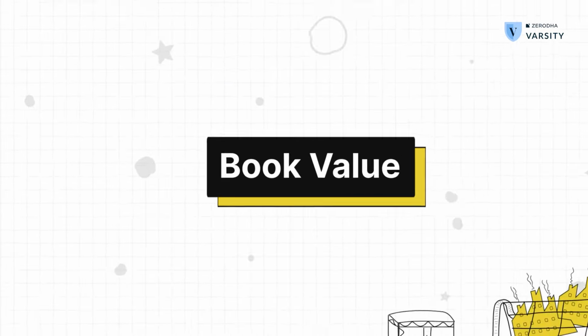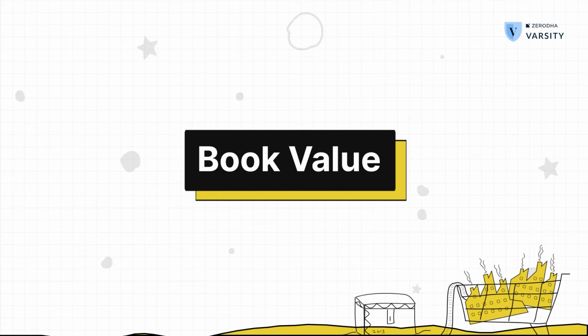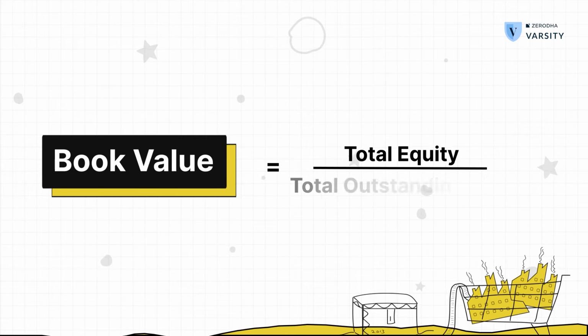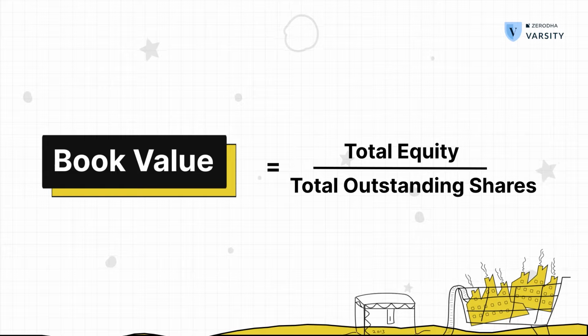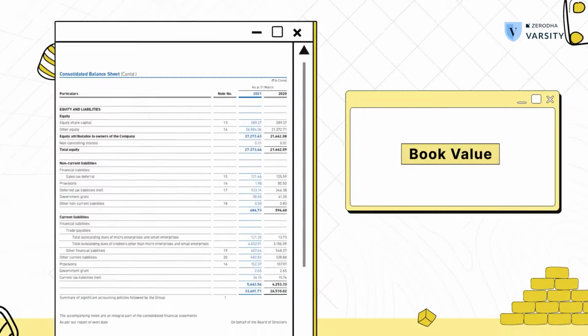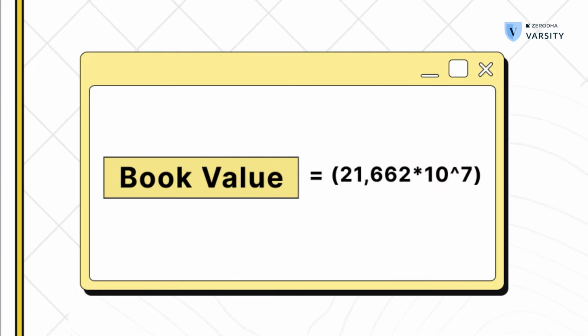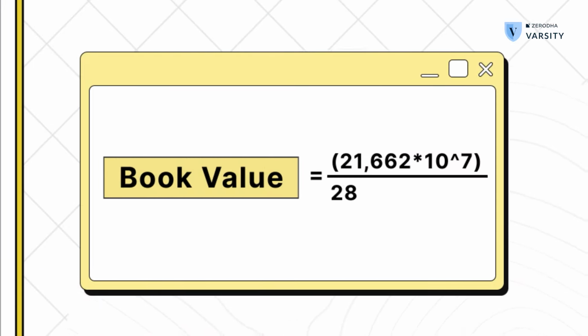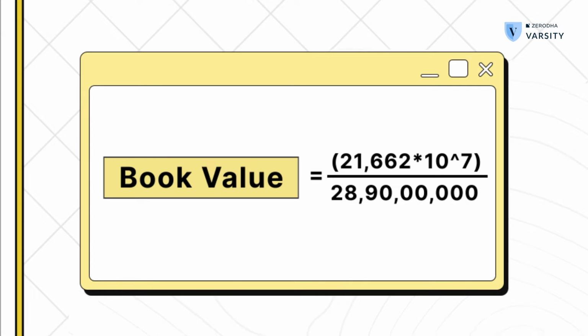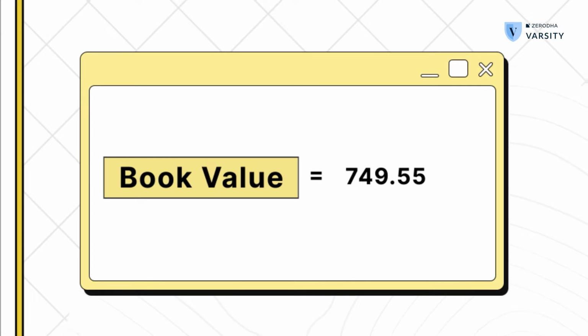The answer to this lies in the book value of the firm. The book value of a firm can be calculated by dividing the total equity of the company by the total outstanding shares of the company. Let's do that for Bajaj Auto. The total equity of Bajaj Auto, which is the sum of share capital and reserves and surplus, is 21,662 crores. I divide this by the total number of shares outstanding in the market. The resulting number is the book value of the firm. In this case, it happens to be about 750 rupees per share.